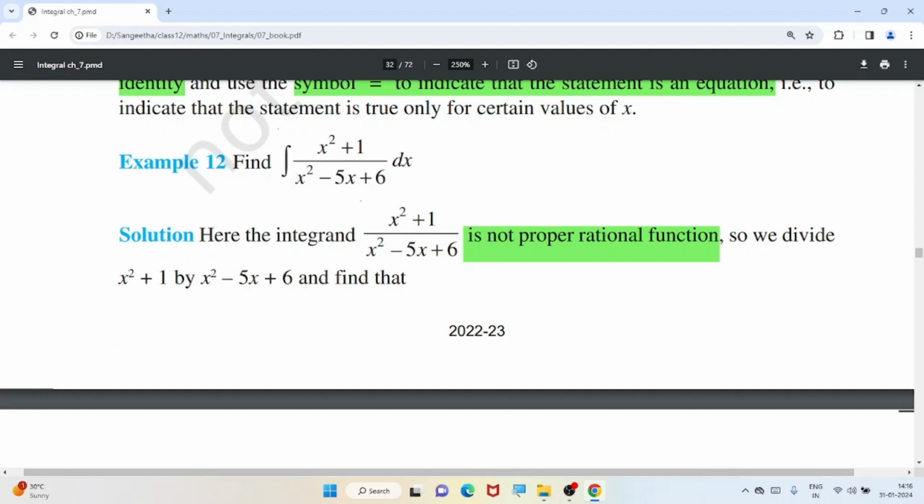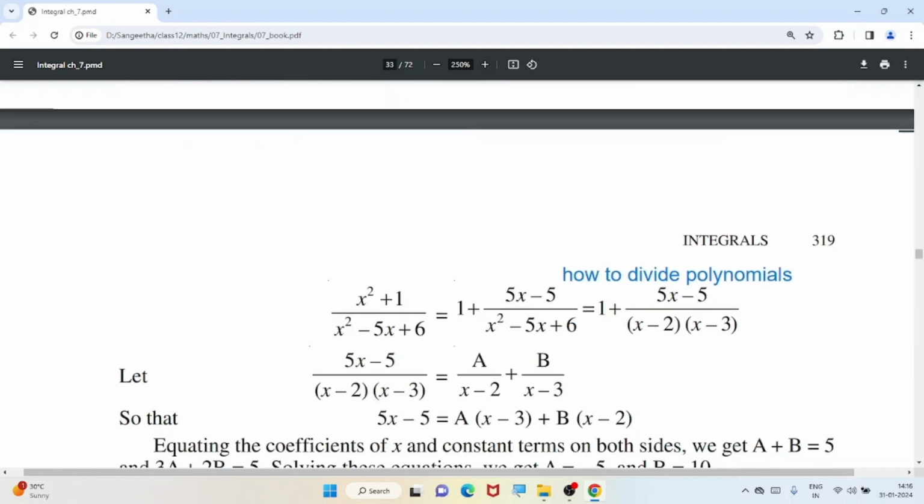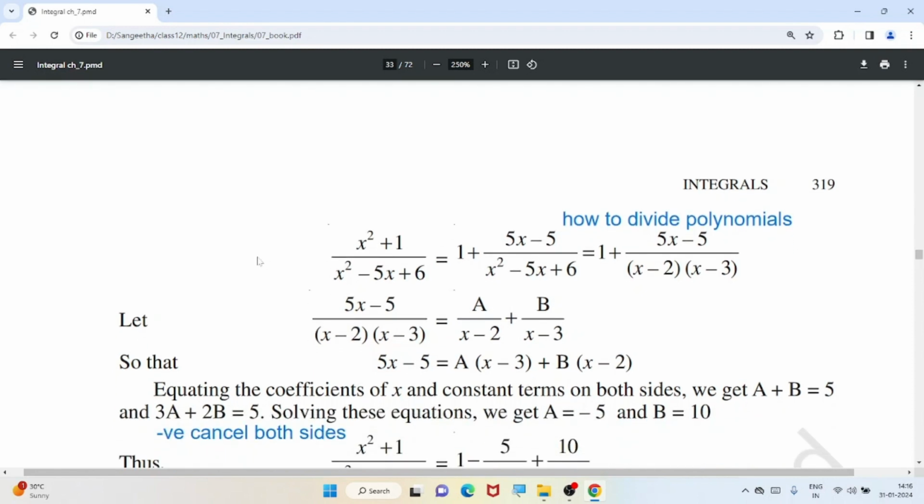So this is not a proper function. Here the degree should be less than this, but here it's equal, so it is not proper. So you divide this by this. How to divide polynomials? You should read your 11th or other chapters on how to divide polynomials.